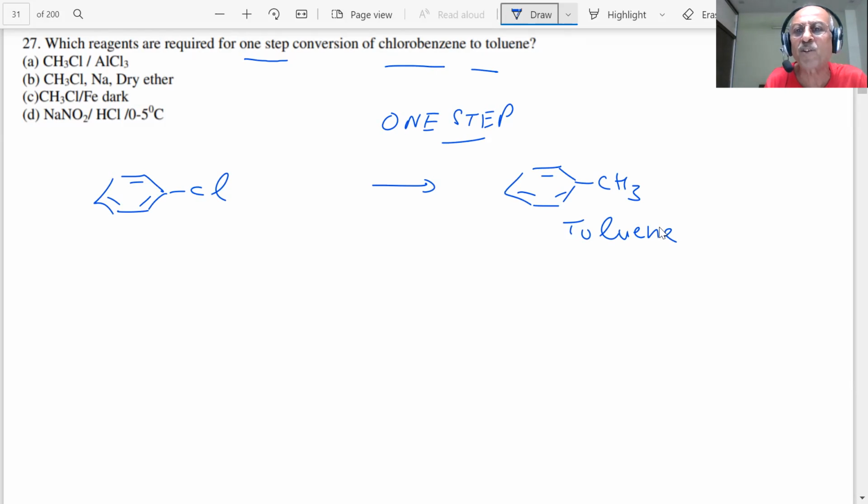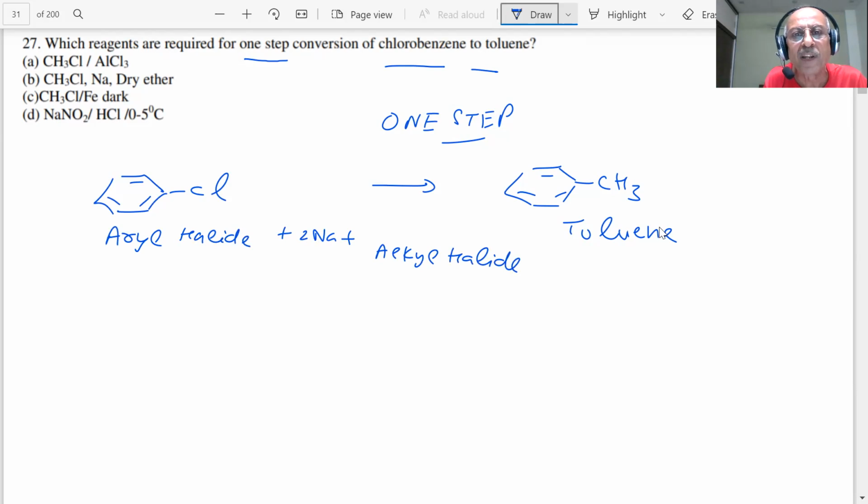Here, this group is being replaced by an alkyl group. So what type of reaction have you studied, student? One very important reaction: you have studied the Wurtz reaction, then you have studied the Wurtz-Fittig reaction. This is an aryl halide. And you know, if an aryl halide is reacted with sodium in the presence of an alkyl halide, what alkyl halide is required here, student? This is a methyl group. So you will need ClCH3. This is my alkyl halide, this is my aryl halide. And you will require dry ether, students.